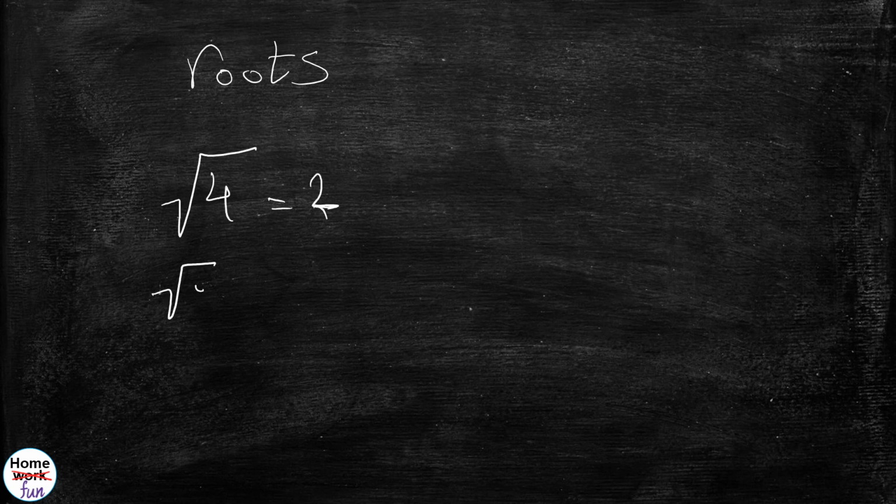Let's now learn about roots. So what roots are? You must have heard of square roots, for example. Square root of 4 is 2. Square root of 9 is 3. Let's examine this more closely. So square root of 4, what is 4? 4 is 2 times 2, or 2 to the power of 2. So square root of 2 to the power of 2 became 2 to the power of 1.